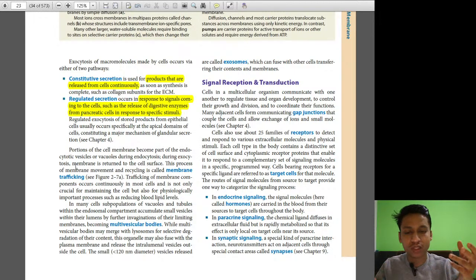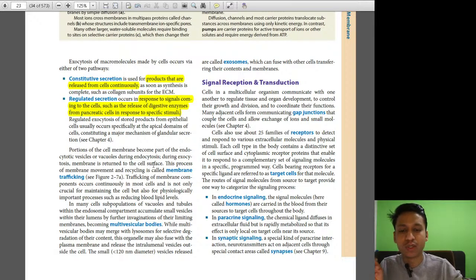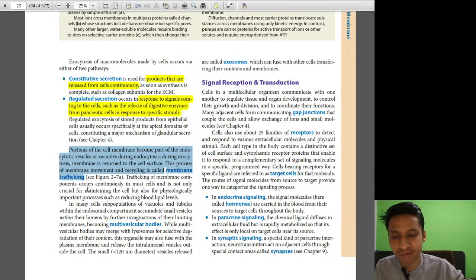So like endocytosis, also for exocytosis we need the plasma membrane, the cell membrane, to participate. During exocytosis, membrane is returned to the cell surface. This process of membrane movement and recycling is called membrane trafficking. So this involvement of the plasma membrane with exocytosis and endocytosis is called membrane trafficking. We can highlight this whole part, what membrane trafficking is.